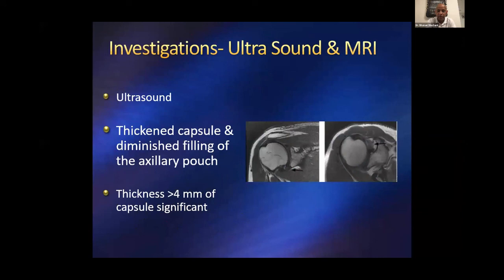So it's extremely difficult to differentiate between these two conditions. Ultrasound may have a role. It might show decreased volume, but MRI scan will rule out the other structures. That's mainly the reason why you get an MRI scan. Otherwise, it's a clinical diagnosis. And capsule thickness of more than 4 millimeters could be more significant and relevant in diagnosing frozen shoulder.